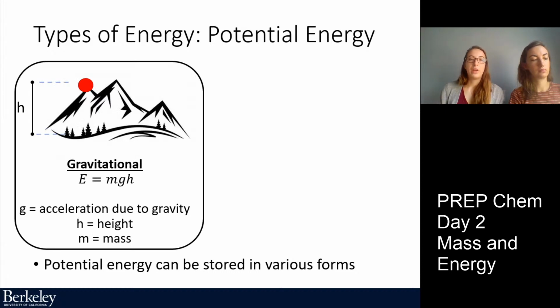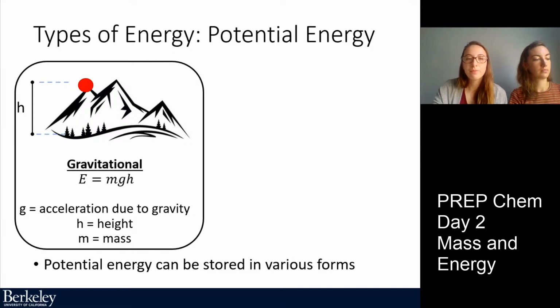So one of the most common ways that we can store potential energy is through gravity. We're all pretty familiar with gravitational potential energy. If you pick up an object and you let go of it, it will fall to the ground under the force of gravity. So this equation you can represent as mass times the acceleration due to gravity times the height that the object was above the ground.